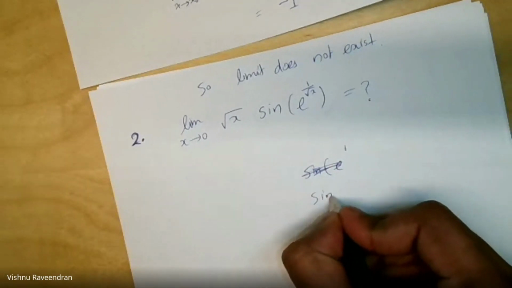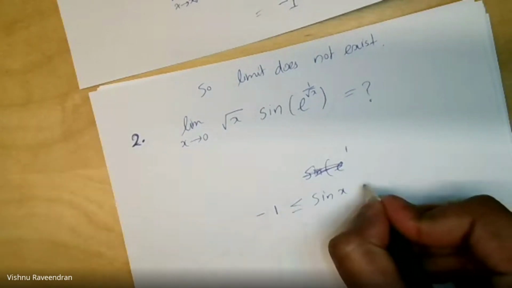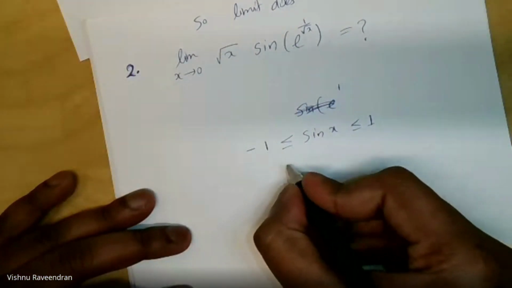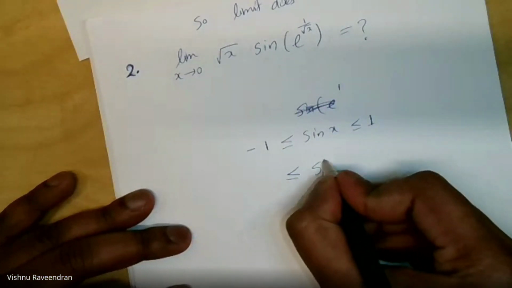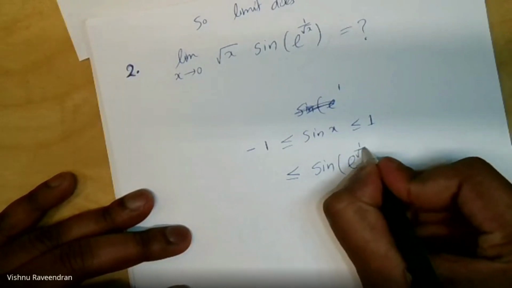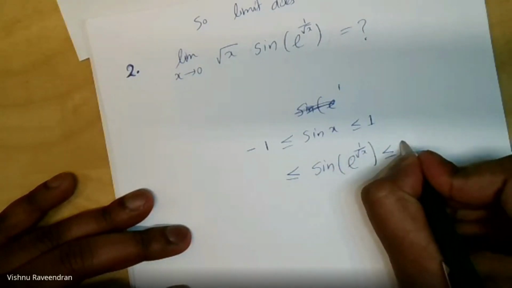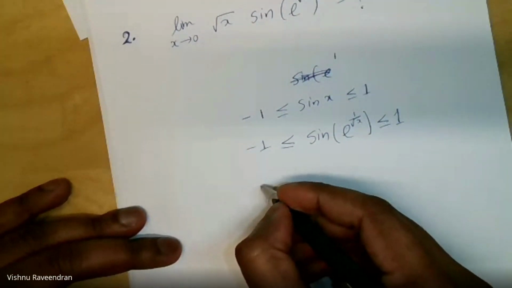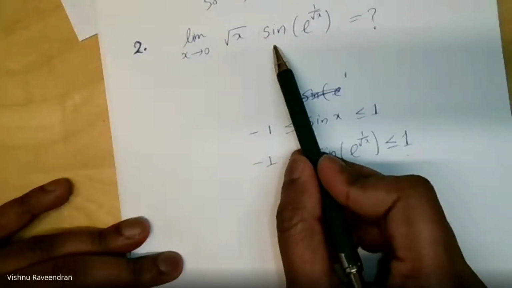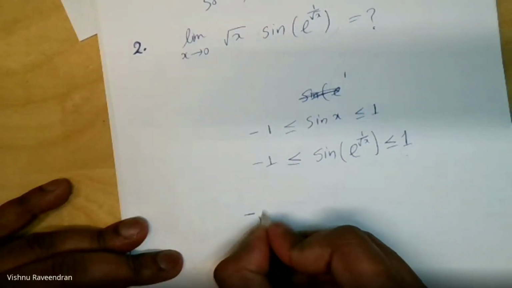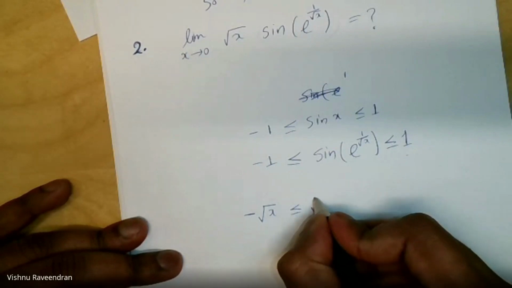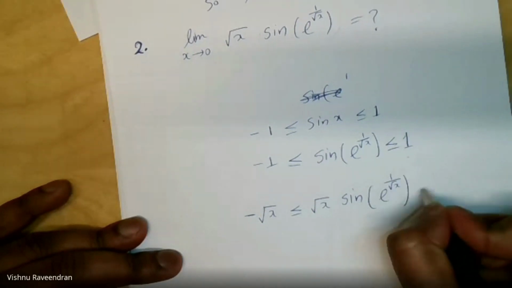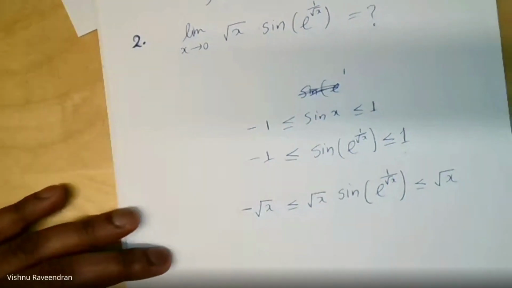Sin x always you can bound by -1 and +1, right? So whatever the value of x it is, we can bound sine of e to the power 1 by root x also by 1 and -1, right? Now we multiply this with square root of x. What we get? We get minus square root of x less than or equal to square root of x sine e to the power 1 by root x less than or equal to square root of x.